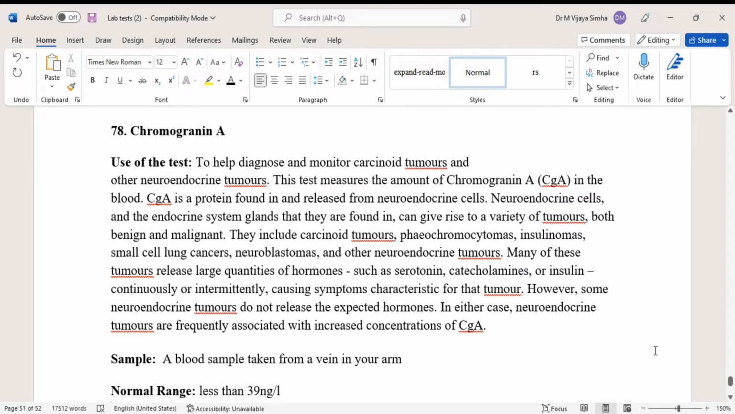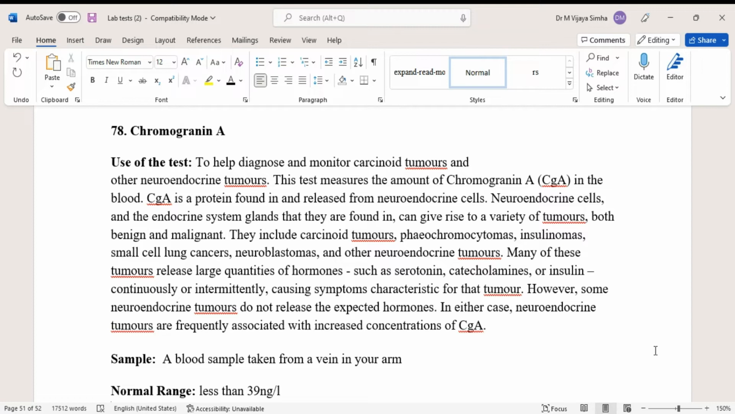Hello guys, today we are going to discuss a laboratory test called Chromogranin A. Use of the test: to help diagnose and monitor carcinoid tumors and other neuroendocrine tumors. This test measures the amount of Chromogranin A in the blood.